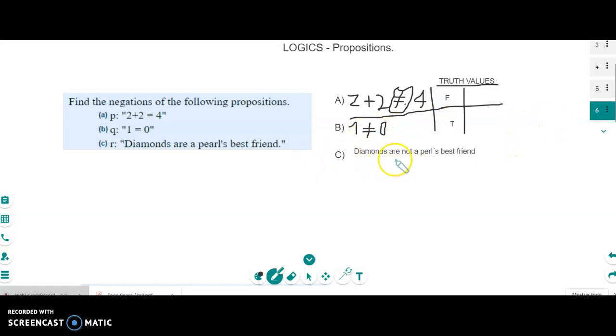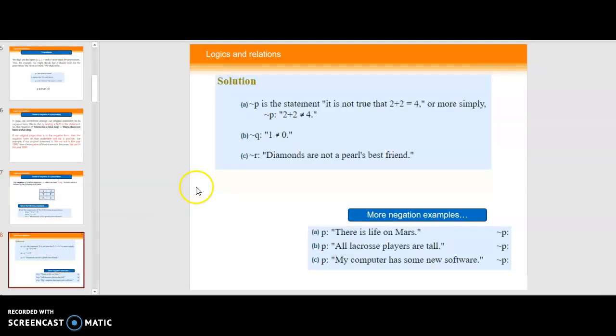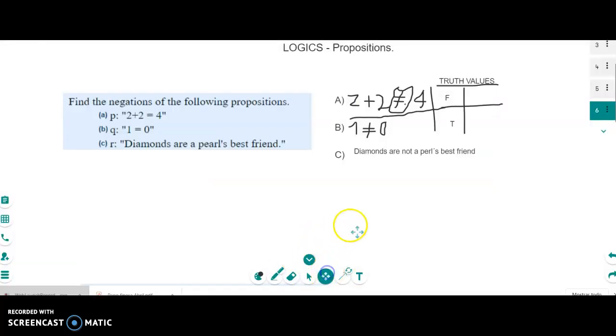And these, diamonds are not a pearl's best friend, we cannot say if that's true or false. We don't know yet. All right, so let's go on. And here we have more examples. Let's do some additional examples about denial of propositions.